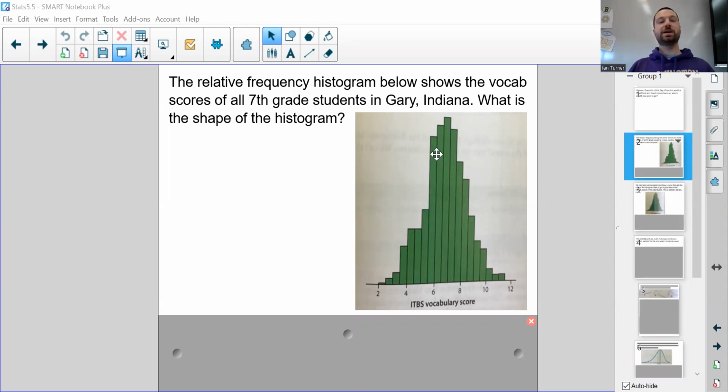So we got a histogram here. It shows the vocab scores of all 7th grade students in Gary, Indiana on the ITBS.